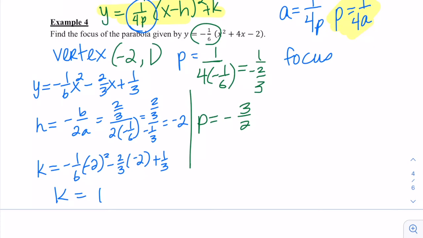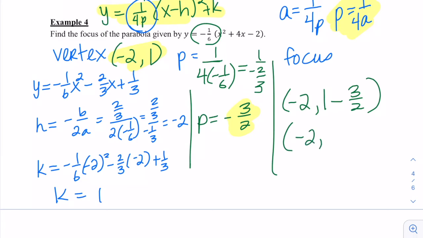Okay, so to find the focus, we're going to use the vertex and subtract 3/2 from 1. So really (negative 2, 1 minus 3 over 2). So you just simplify that, so it's (negative 2, negative 1/2).